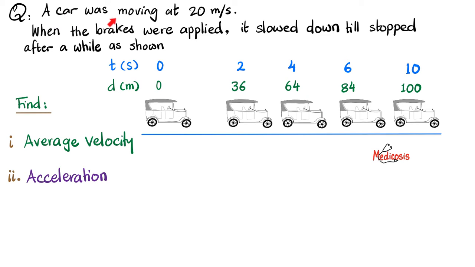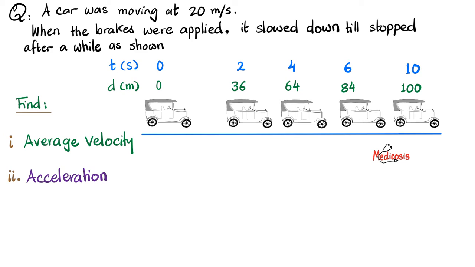Coming up next, a car was moving at 20 meters per second. When the brakes were applied, it slowed down until it stopped after a while, as shown. So I'm moving until I stopped. From this diagram, what's the average velocity? How about the acceleration? Please pause.